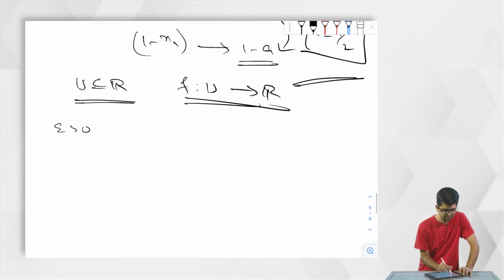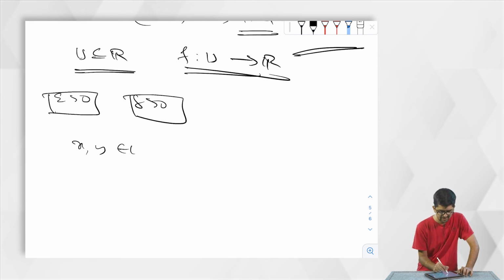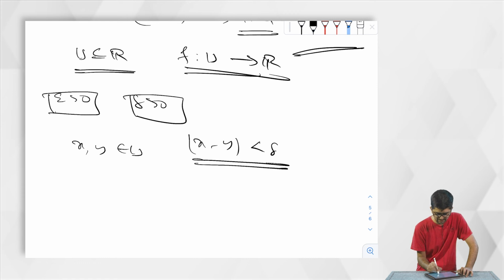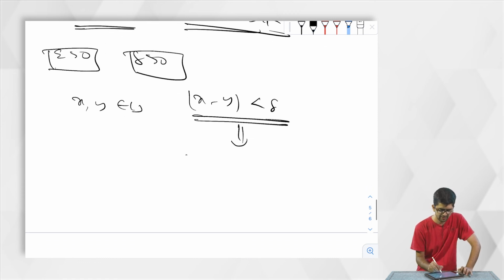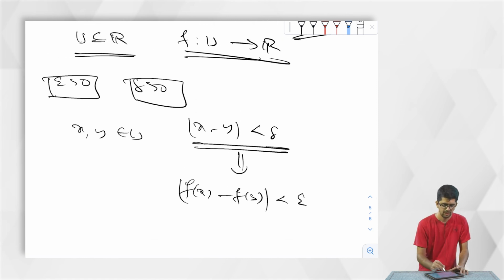Whenever, given epsilon positive, there is a delta positive such that whenever x and y in U have this property, the corresponding images f(x) and f(y) have this property: |f(x) - f(y)| is less than epsilon. So this is the definition for uniformly continuous functions.